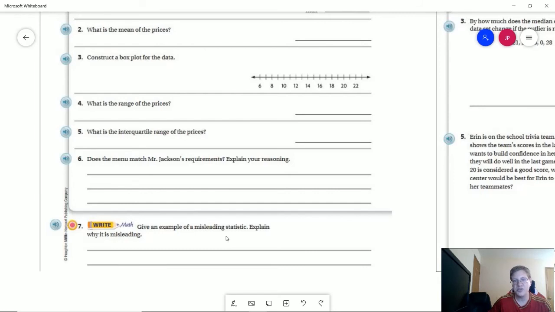For number 7, give an example of a misleading statistic and explain why it's misleading. I will let you choose whatever you would like. We can find plenty of examples in this lesson or other lessons throughout the chapter that suggest that if we try to represent something a certain way, it would become a misleading statistic.